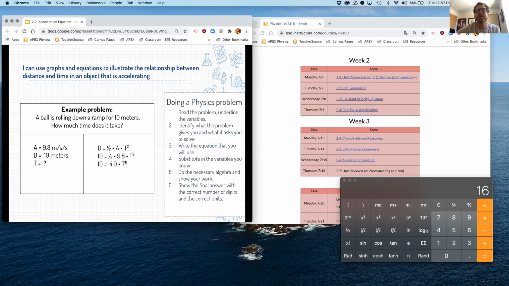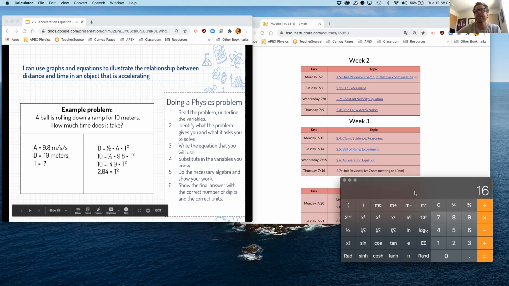Now the next step is I want to get t squared all alone on the right. So I'm going to divide both sides by 4.9. So when I divide this side by 4.9, this goes away. And when I divide 10 by 4.9, I get 2.04. Now the last step is I have t squared all left alone on the right. And so I'm going to take the square root of both sides.